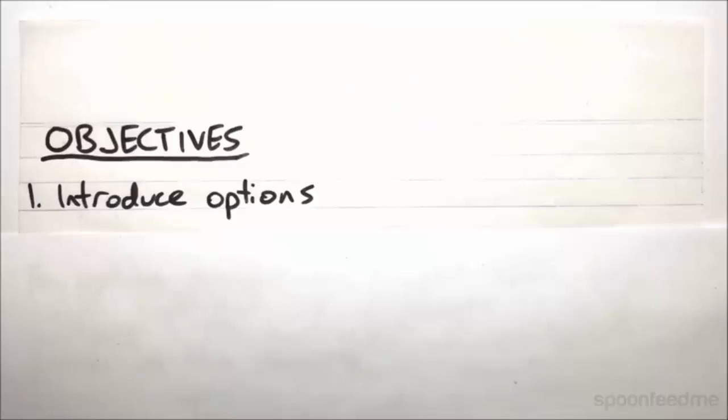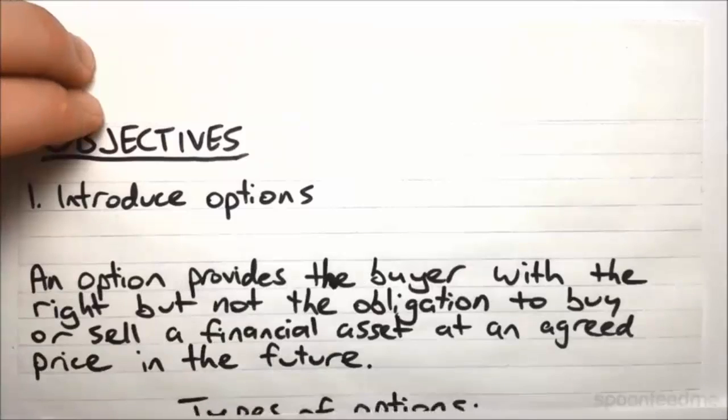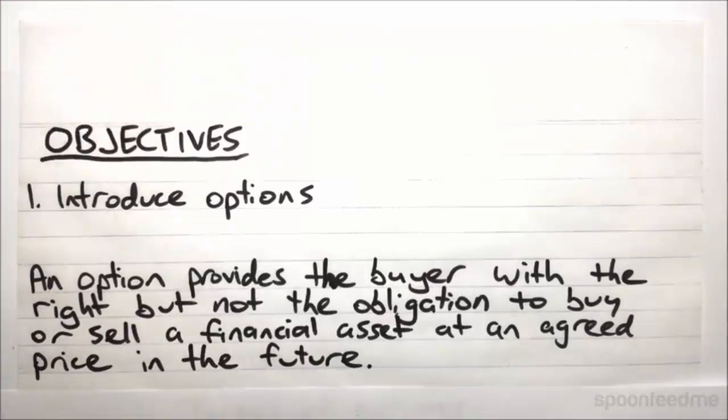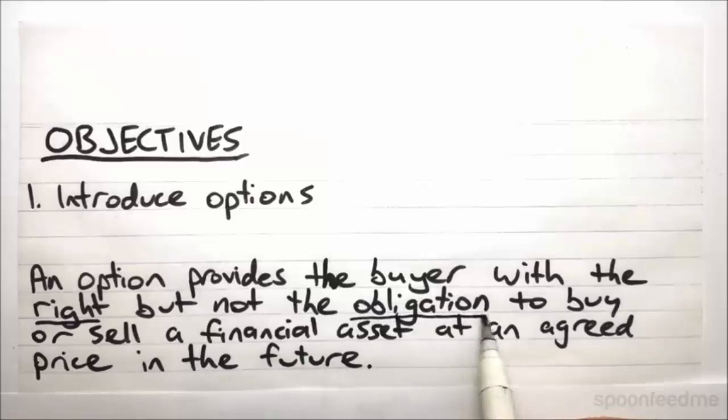Okay, so this topic is mostly going to be concerned with option trading strategies and the pricing of options in the financial markets. But first we'll just go through a quick introduction of what options actually are. So, as stated, an option provides the buyer with the right, but not the obligation, to buy or sell a financial asset at an agreed price in the future.